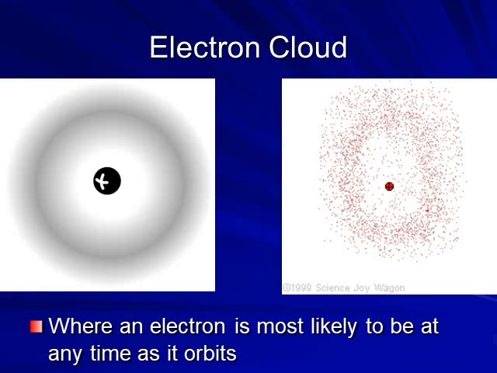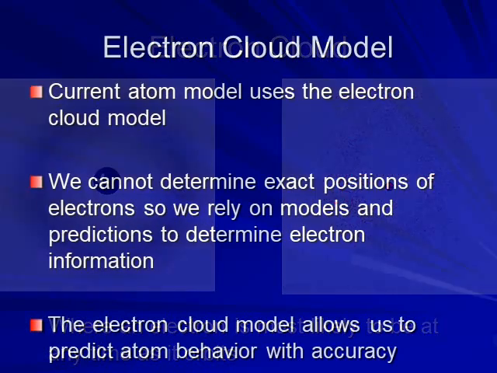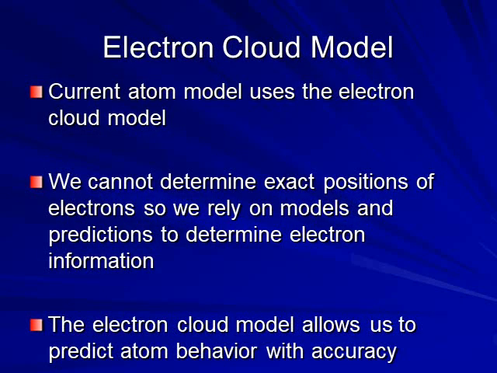So that would be maybe the first energy level. The second energy level might be way out here farther. So anyway, the electron cloud just tells us where the electrons are most likely going to be at in their orbits. Okay, so the electron cloud model is the current atomic model used, and we call it, again, the electron cloud model.